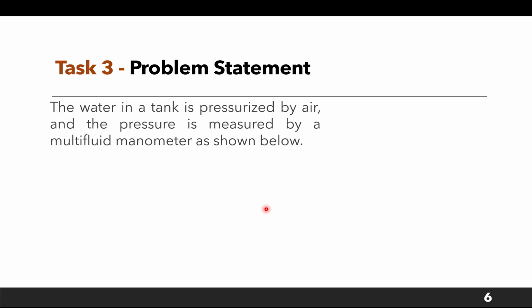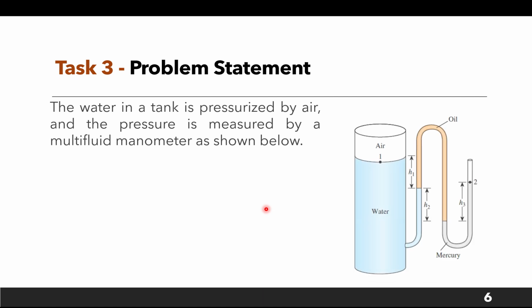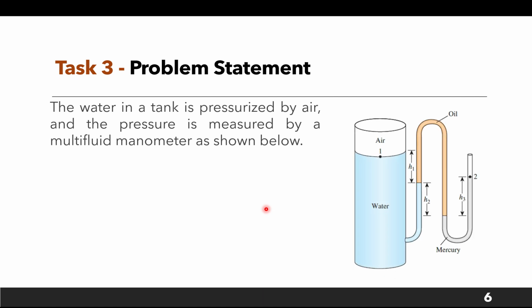Okay, we have water in a tank which is pressurized by air, and the pressure is measured by a multi-fluid manometer as shown here. Now, when we say a multi-fluid manometer, we are looking at a manometer made up of what? More than one fluid. So here we have mercury, we have oil, and with the water also goes in there, so it's more than one or two fluids within the manometer, right?